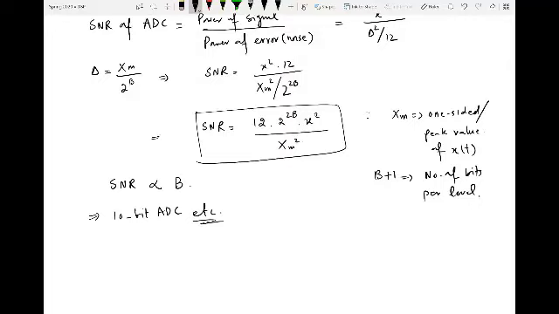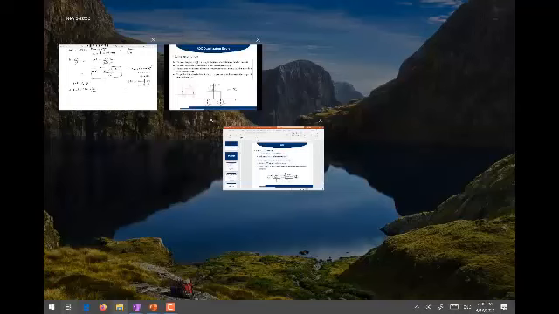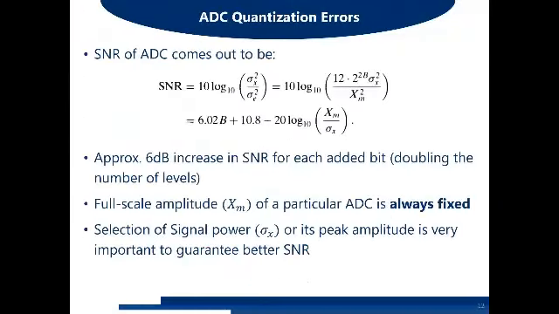Now you can convert the same expression into log scale to have further understanding of this. So the same expression is written over here, and we have just taken 10 log of this equation. Now you see we have three terms over here. The second term is constant. It has nothing to do with any parameter. The first term is very important, and it clearly says that increasing 1 bit in the design of an ADC will improve the SNR by 6.02 dB, right? So approximately 6 dB increase in SNR for each added bit.